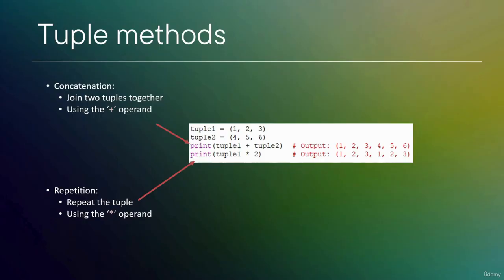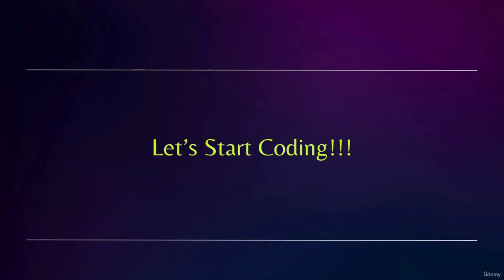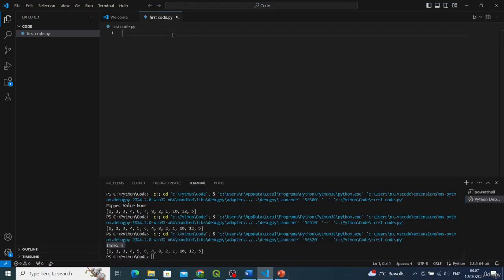Similarly for the repetition. Now this concatenation can also be used for strings or even for lists in a similar manner. We'll also have a quick look at that too. And that would be all for the theory, and let's start coding. So you want to open up VS Code, create a new file or use the same file. It's up to you. I will be using the same file. So first, let's create a tuple. So let's say my tuple is equals to this.